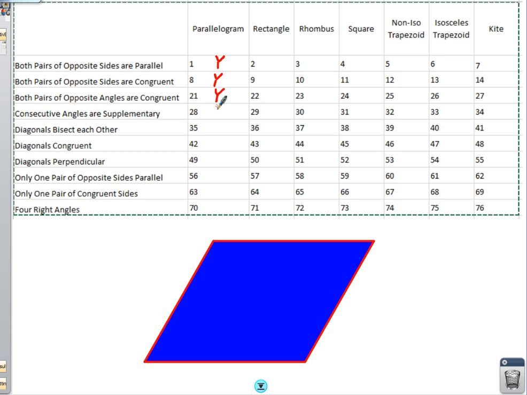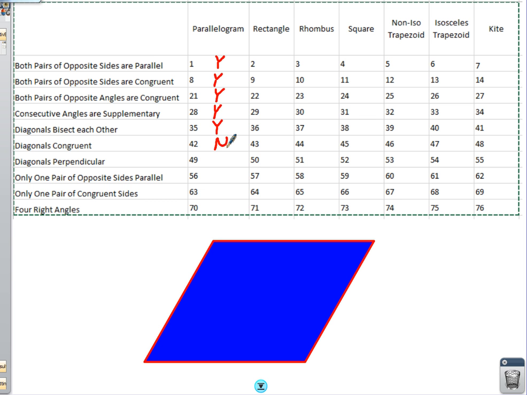Trevor. Consecutive angles supplementary. This is your consecutive angles. Are these supplementary? Yes. Do the diagonals bisect each other? Yes. And are the diagonals congruent? No. Let's go ahead and take care of that, though.